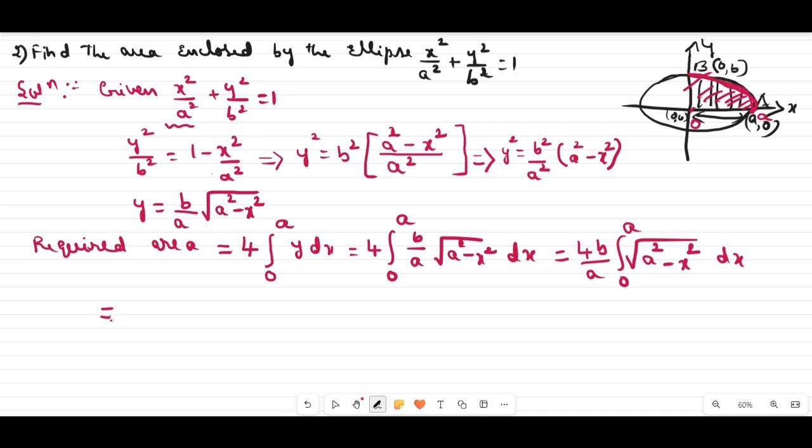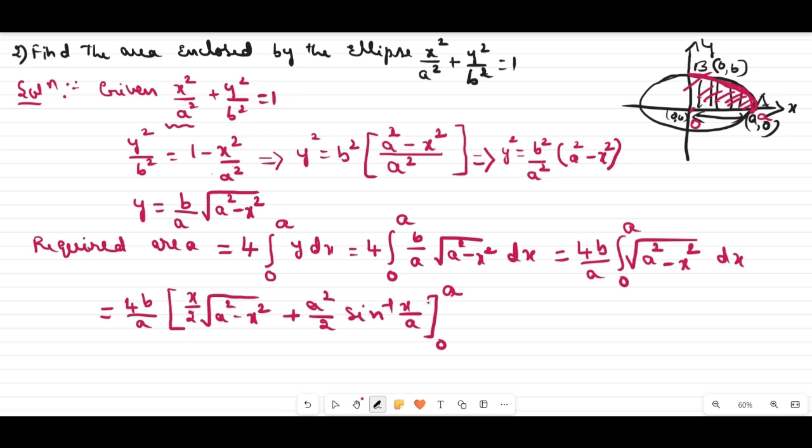Let me apply it. We will get 4b by a into x by 2 into root of a square minus x square plus a square by 2 into sine inverse of x by a, limit from 0 to a. See, this is the same formula. Even for finding the area of a circle you apply the same formula, and for finding the area of the ellipse also we apply the same formula.